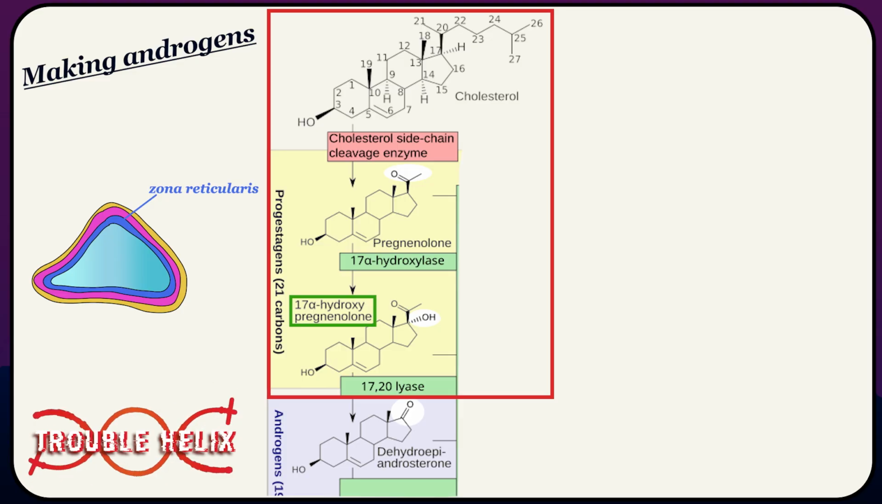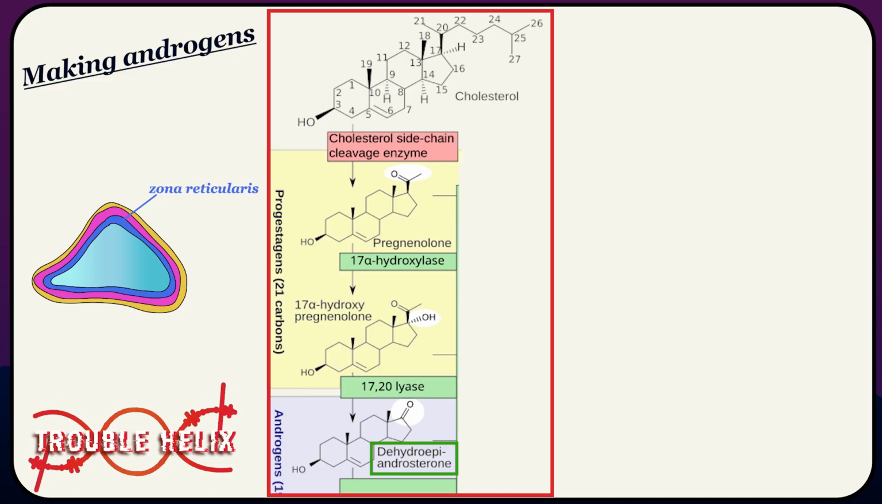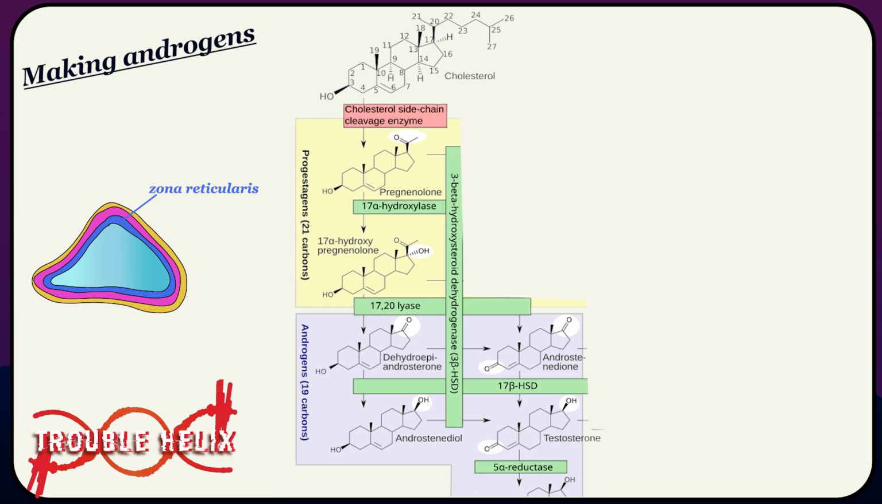17-alpha-hydroxypregnenolone. Easy. We're just adding a hydroxyl group, an OH, to the 17th carbon of pregnenolone. It's in the name. Then we just have one more step. 17,20-lyase is going to turn that into dehydroepiandrosterone, or DHEA. This is the main androgen that the adrenals produce, and its function is to get turned into other things.